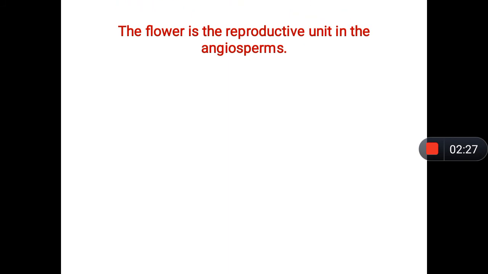So flower is a reproductive unit in angiosperm. Flower is the reproductive unit in the angiosperm. That means it's a reproductive organ of every angiospermic plant. So it is meant for sexual reproduction.